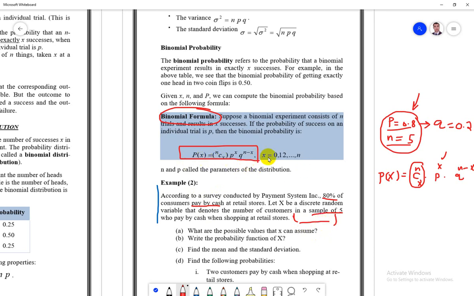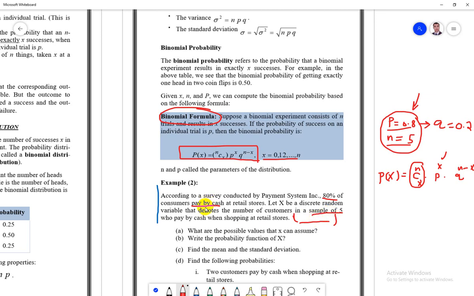That's the formula. The formula says x, that random variable, is from 0 to n, whatever the n. Now, question 1. What are the possible values that x can assume? From the formula, x assumes any value from 0 to n. What is the value of n in that equation? n equals 5. So that equation now is binomial. Why? Because you have n, the number of trials, given for you, the number of specific objects, and for each trial that you have two outcomes.